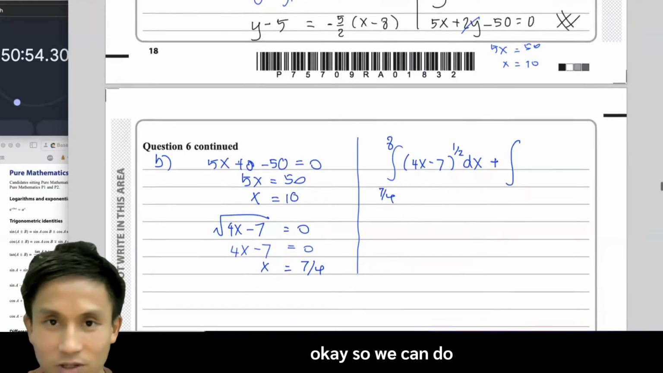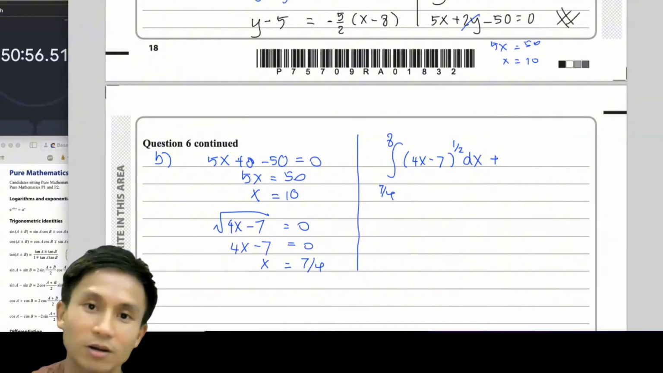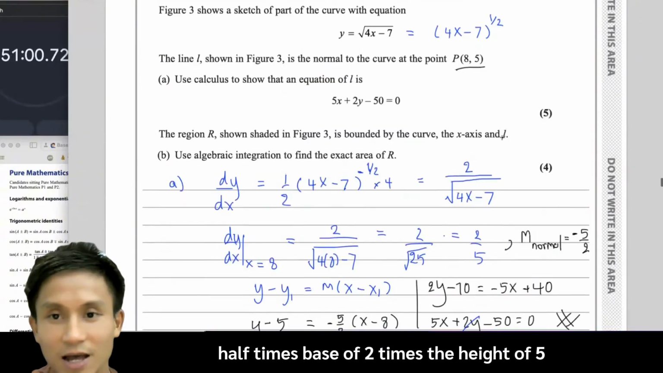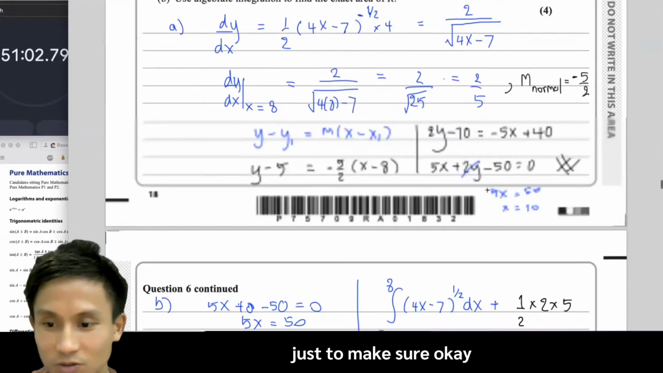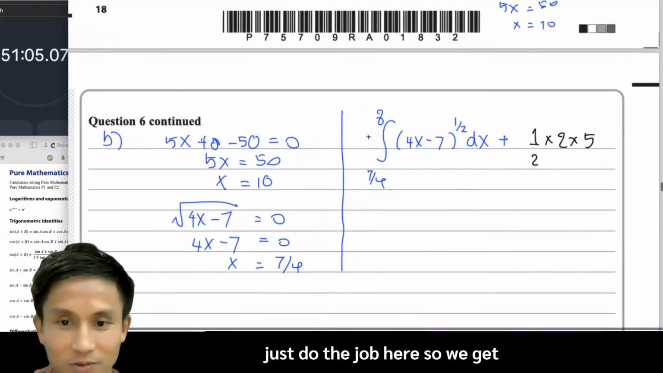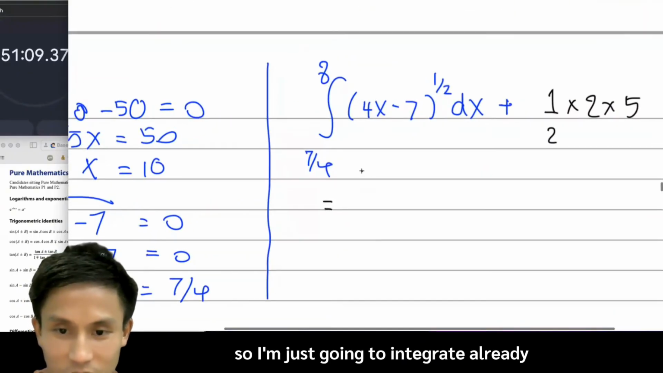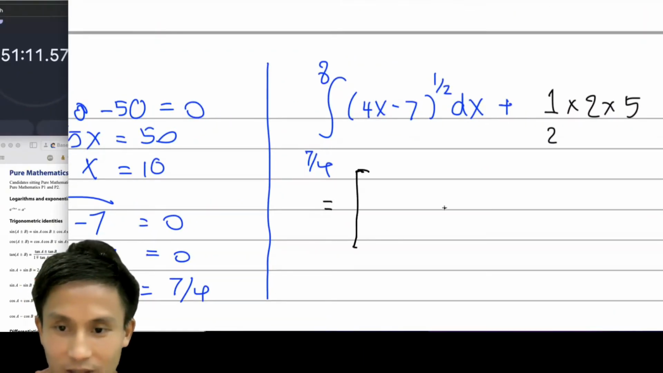Okay, so we can do half times base of 2 times the height of 5, I think. Yeah, just to make sure. Okay, just do the job here. So we get, we integrate first. So I'm just going to integrate already.